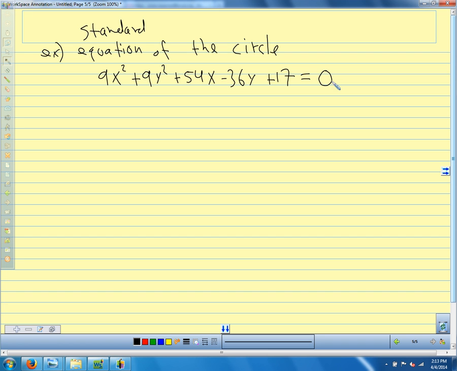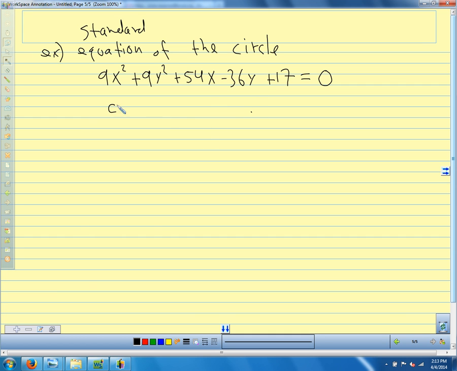Factor, it involves factoring. It's related to factoring. Remember our standard equation of our circle has x minus something squared and y minus something squared. So we need to get this into the form where we have x minus something squared and y minus something squared. Do you remember a process that lets us do that? Group the x's together, group the y's together. That's a good first start.